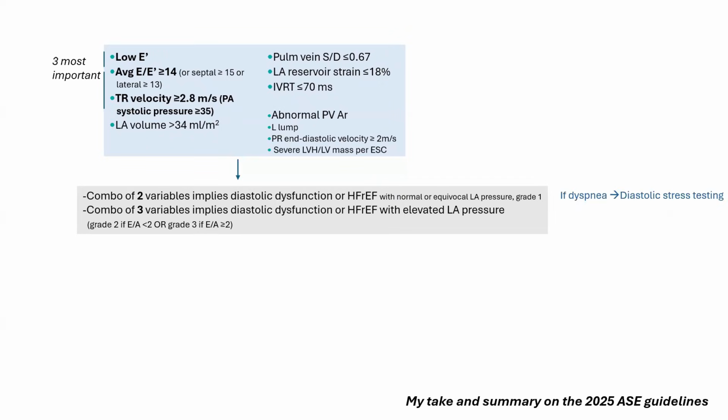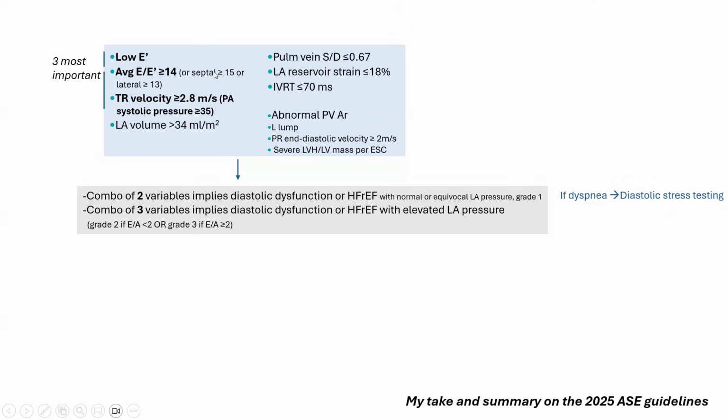Some people think that average E to E prime is medial E to E prime plus lateral E to E prime divided by 2. No. Average E to E prime is E divided by the average septal and lateral E prime. And it is abnormal when it is 14 or above.